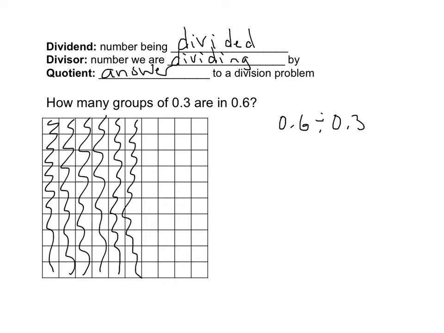So now that I've colored my example of 6/10, I'm going to create groups of 3/10. So here would be 1, 2, 3/10. And then 1, 2, 3/10. So how many groups was I able to make? I was able to make 2. So 6/10 divided by 3/10 would give us an answer of 2.